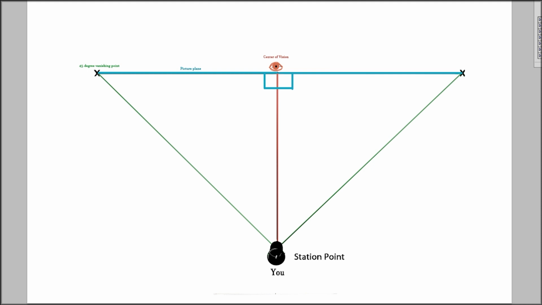And one of the interesting quirks of this particular degree and angle is that the distance out from the station point to the 45-degree vanishing point is actually equal to the distance from the center of vision to the station point. Now, what does this mean for us? Well, wherever you place your 45-degree vanishing point is actually equal to the distance you are assuming the observer to be from your picture. This is going to be very important as we move forward.